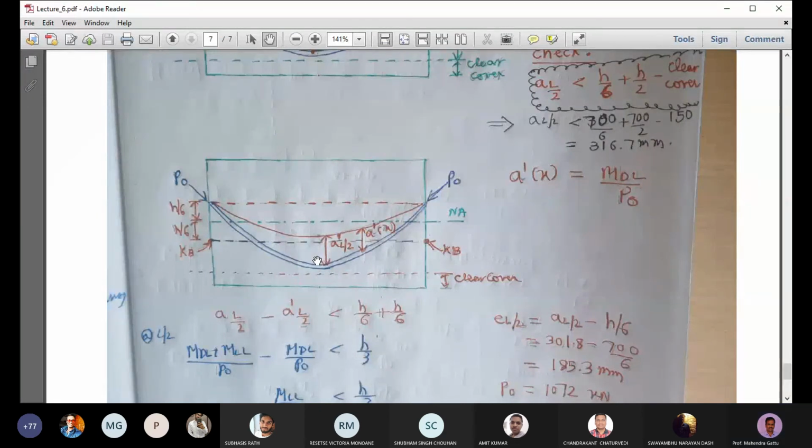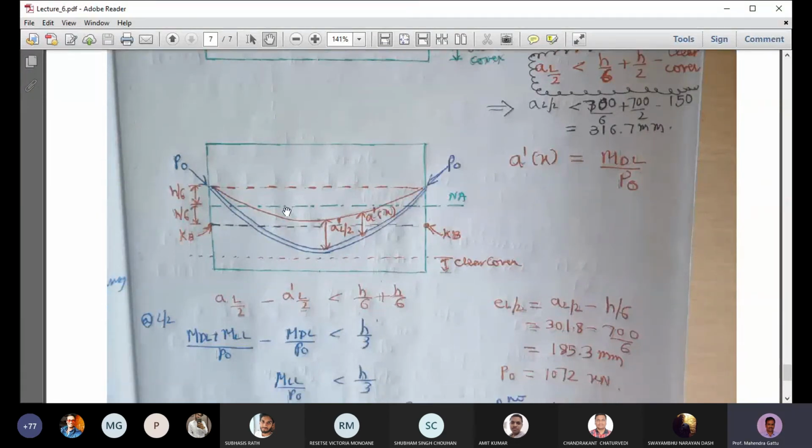And what we have to make sure is this pressure line should lie above the bottom kern line. If it lies above the bottom kern line, then we are safe. The beam will be in a state of compression. But if this pressure line lies below it, then the top fiber will go into tension. We don't want it. So we have to make sure that the pressure line lies above the bottom kern line.